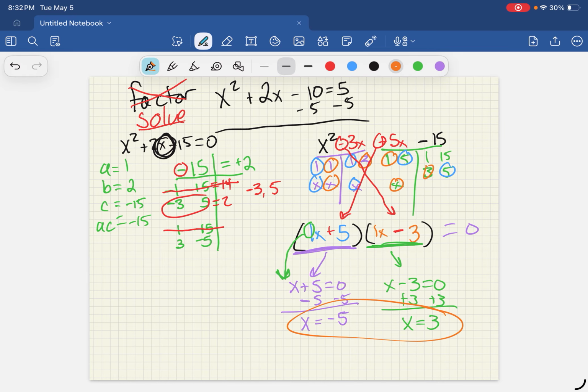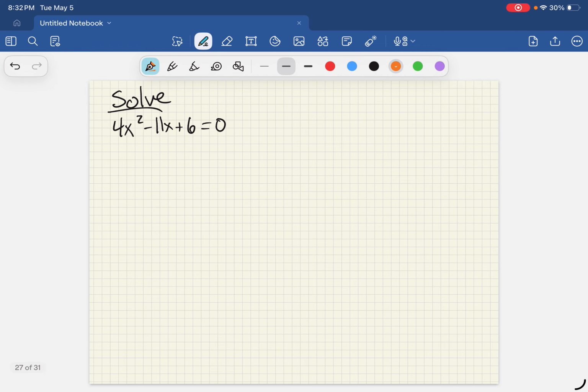Okay, I have one more problem. I want you to solve this. I want you to find the solutions. I want you to find the x-intercepts. The first step is going to be to factor. So I'm looking for what numbers multiply to 24 and add to -11.